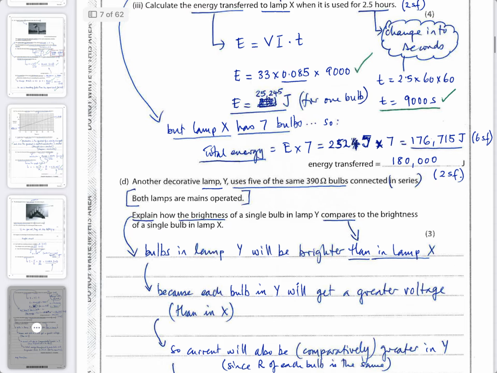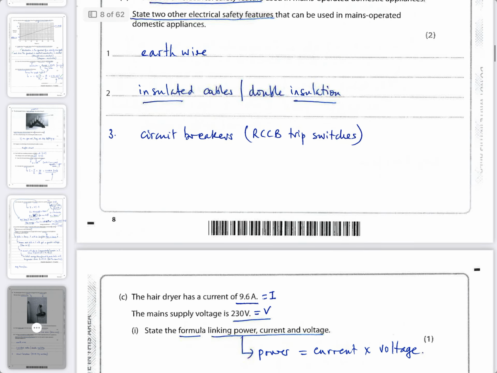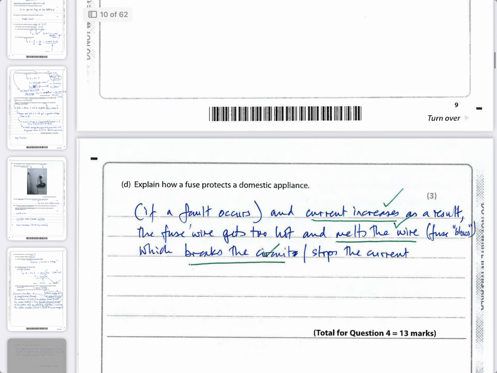Questions 3 and 4 were in part 2. They were both on mains electricity and safety features and all the equations that you can see as I scroll through it.